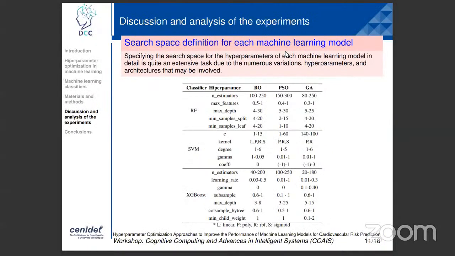The search space we defined for the three classifiers and the three optimization approaches was focused on the ROC metric as the objective function. We also defined it by previous experience, and in some cases, the value varied between hyperparameter approaches. For the case of the kernel in SVM, we search between linear, poly, radial basis function, and sigmoid.